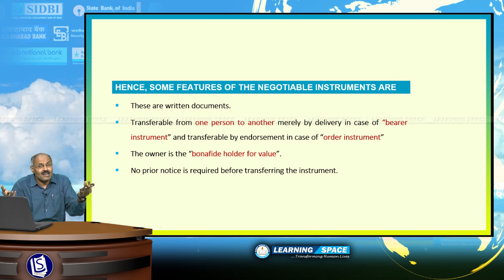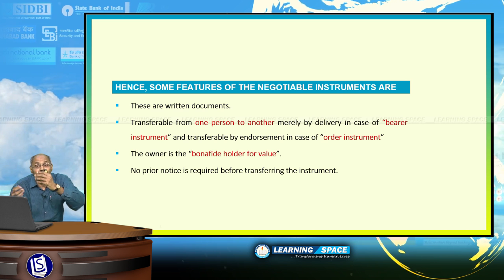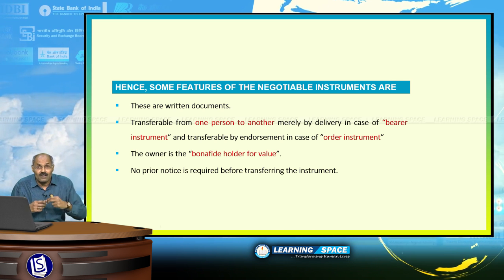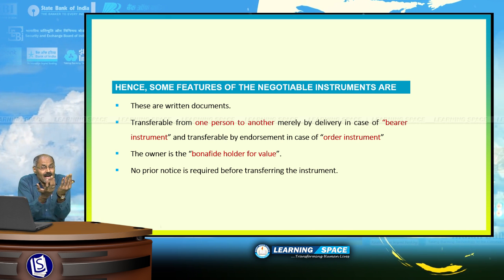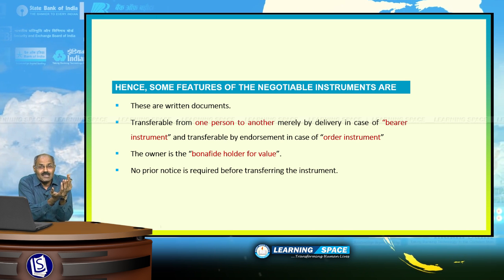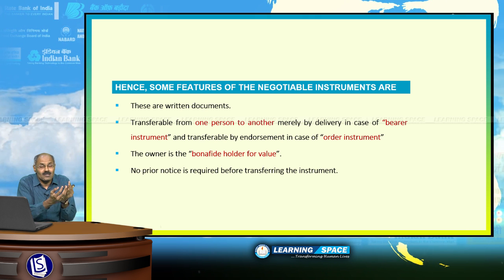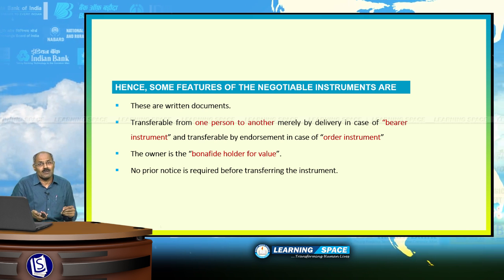And the owner is the bona fide owner for value. That means if anyone is having this instrument, he is entitled to that much of value, right? So, these are the features of negotiable instruments.